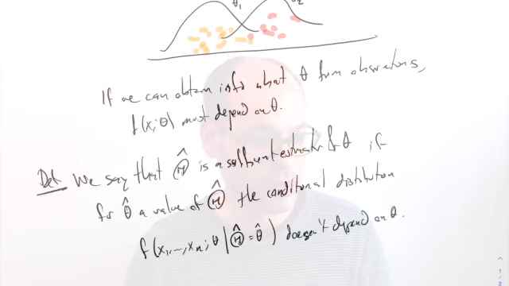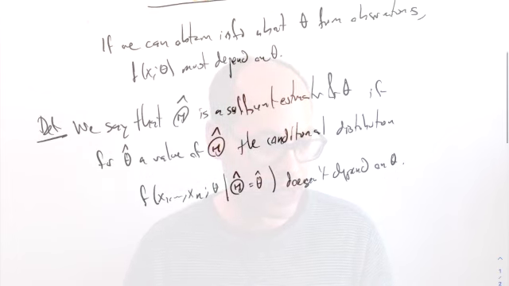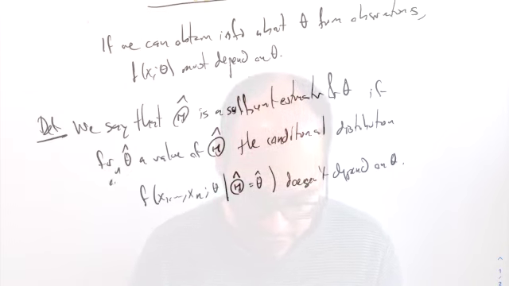So we want to say that for any value of our estimator, the conditional distribution is now independent of the x's.